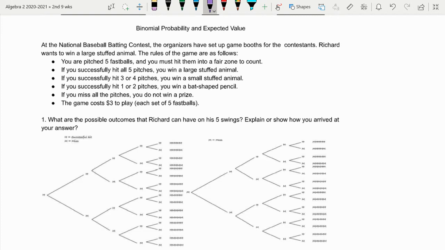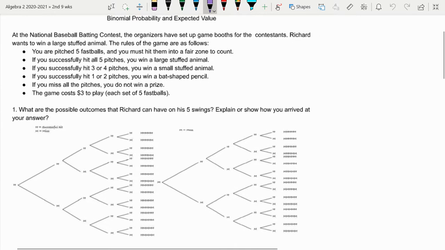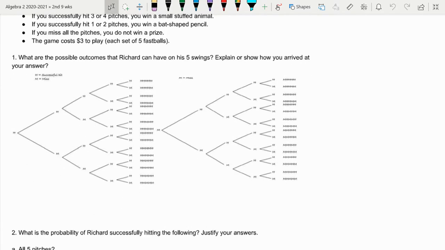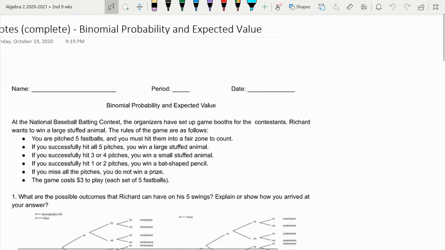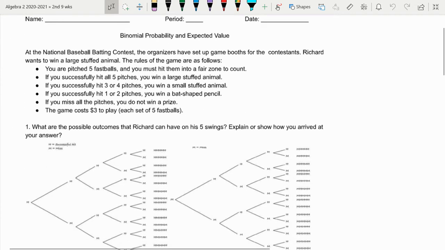Binomial probability means you only have two outcomes, like heads or tails. In this case, we either hit the ball or we miss the ball. So this is a binomial probability, and I'll write it out right here. It's in the title: binomial probability and then expected value from the video yesterday. Hopefully you know a little bit about what that is.